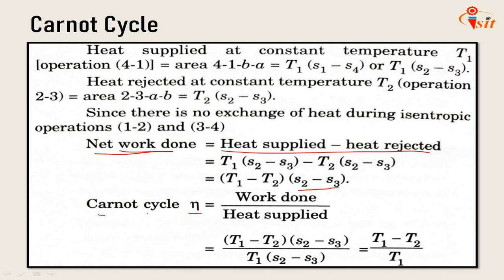So ultimately Carnot cycle efficiency will be work done upon heat supplied, that will be (T1 minus T2)(S2 minus S3) divided by T1 (S2 minus S3). So this will get cancelled and we will get (T1 minus T2) divided by T1. So that is the theoretical efficiency of the Carnot cycle that we calculate from this equation.